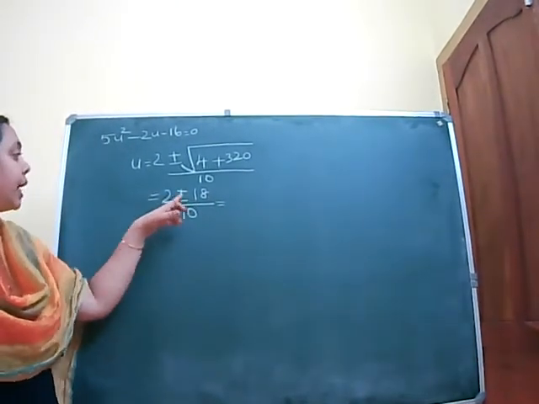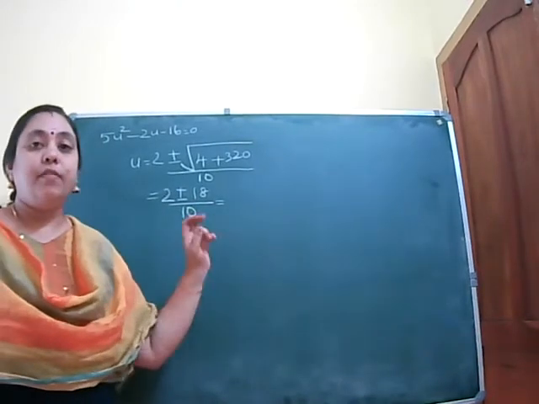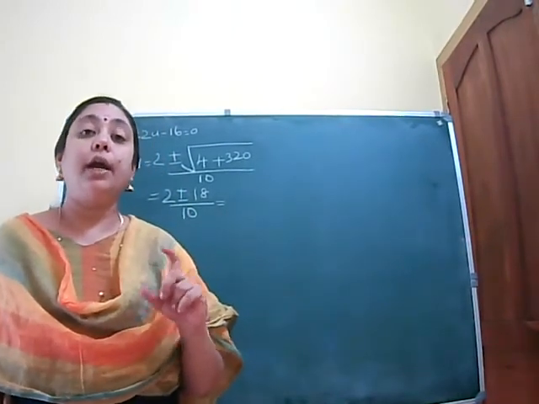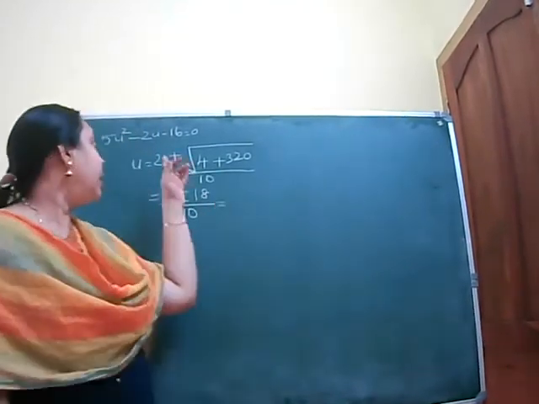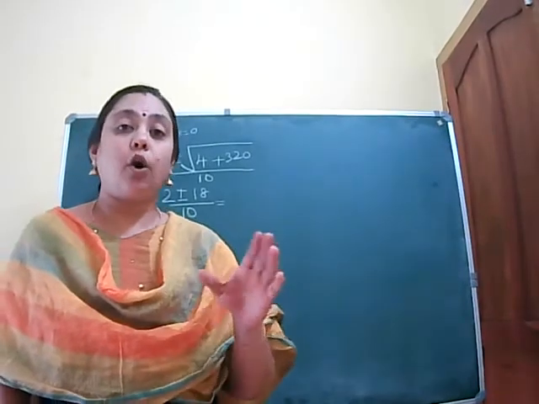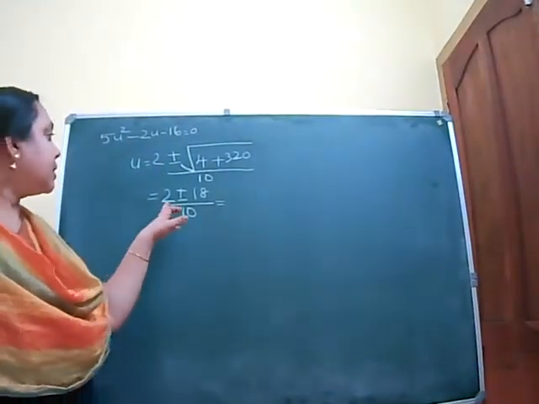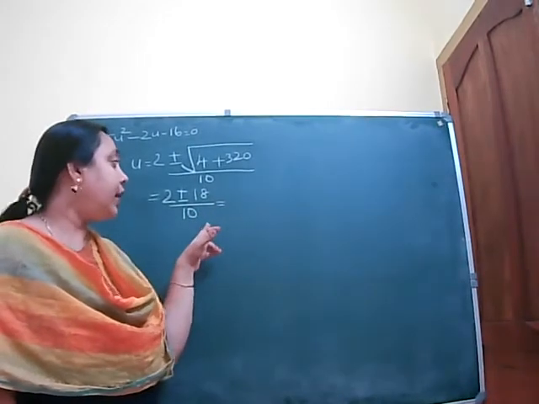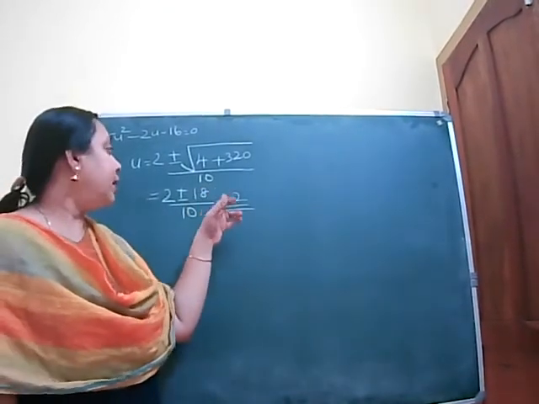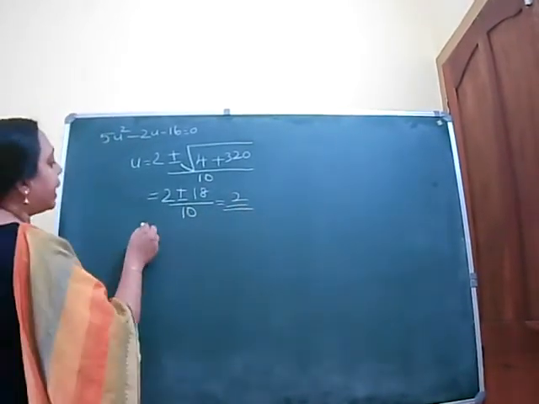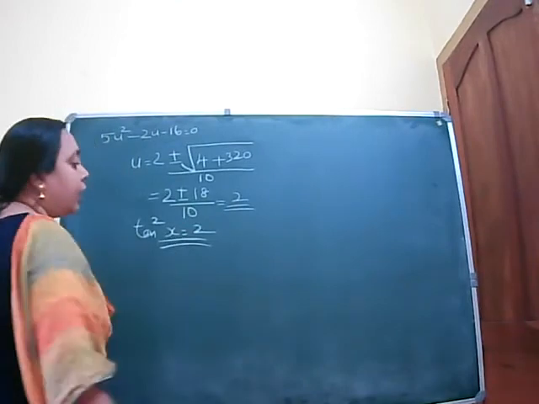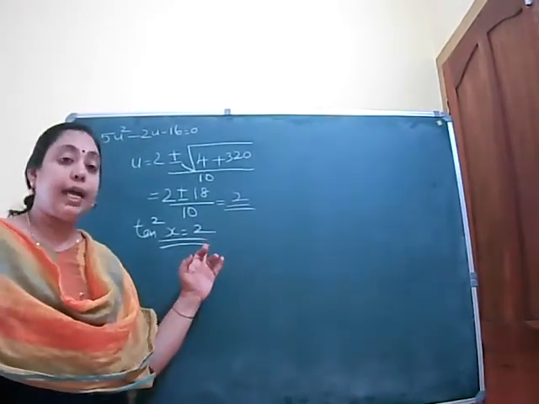One of them is minus 16 divided by 10, which is a negative value. Here we have taken the substitution for tan square x, that is u is tan square x, which is always positive. So consider only the positive value. Okay, that is 2 plus 18, 20 divided by 10, that is 2. That is u is 2, that is tan square x is 2.